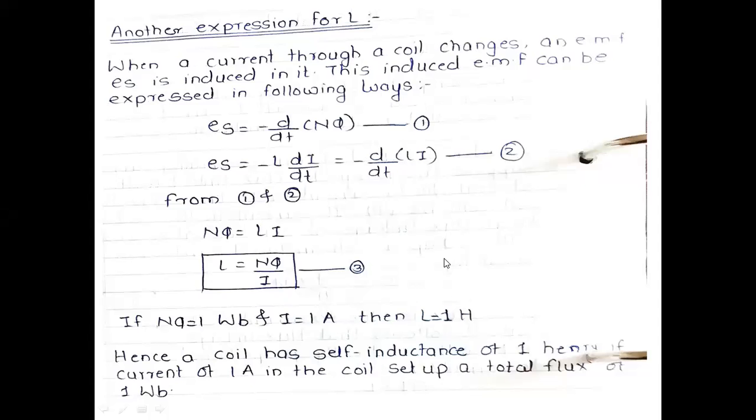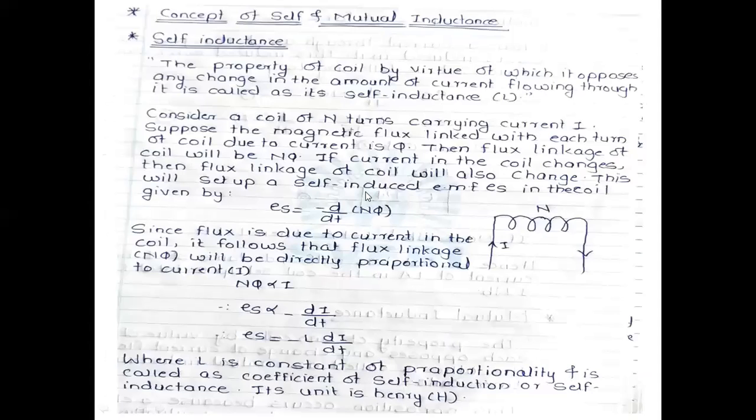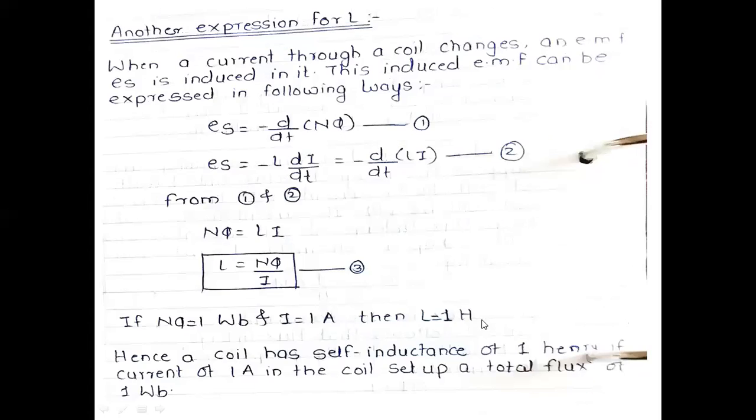So we have discussed two formulas, equation number 1 and equation number 2. Equating these two, n phi equal to Li, we can easily write the formula of L. When a problem asks to determine the self inductance, we use this calculation. Is it clear?